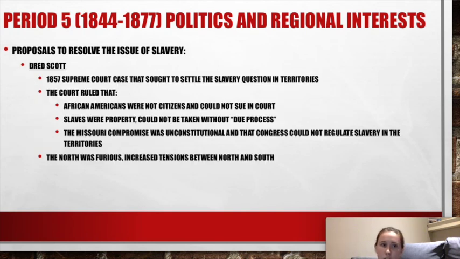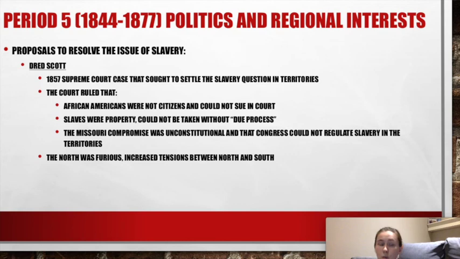We're also going to have the Dred Scott case, in which the Supreme Court says, okay, I'm going to decide this once and for all. We're going to have Dred Scott, who is a slave who's trying to sue for his freedom because he lived in a free state for a time period. And as such, the Supreme Court is going to say no. In fact, the Supreme Court is going to go as far as to say African Americans are not citizens, couldn't even sue in court, that they were property, and that the federal government, Congress, had no right to try to regulate slavery in the territories, period.